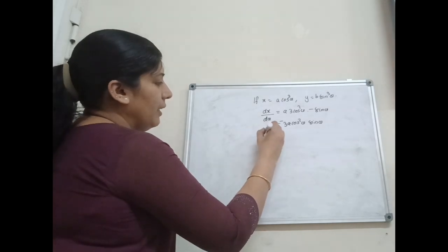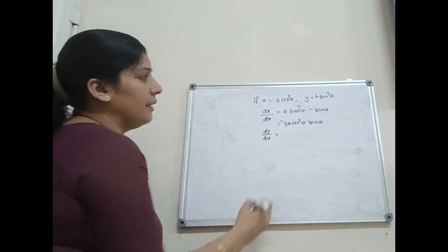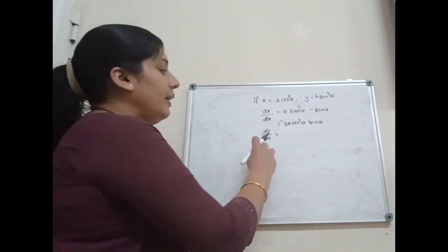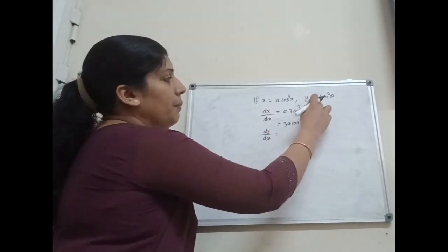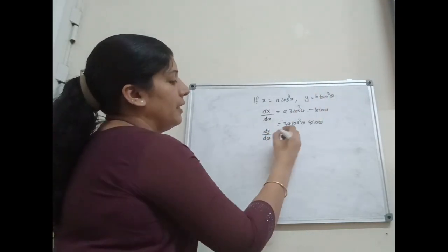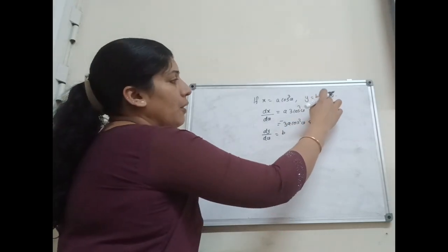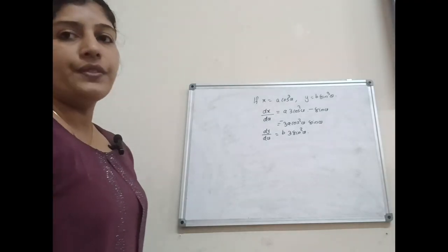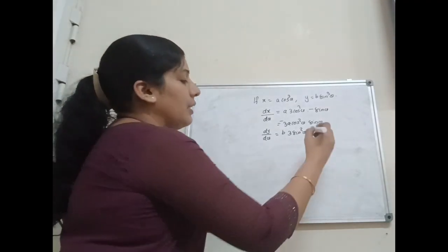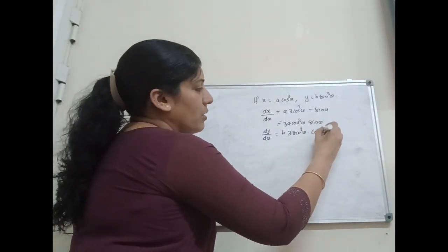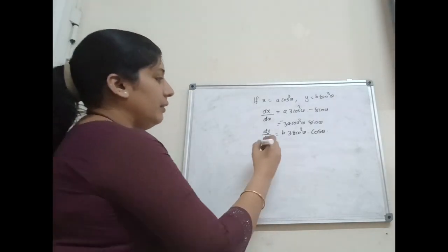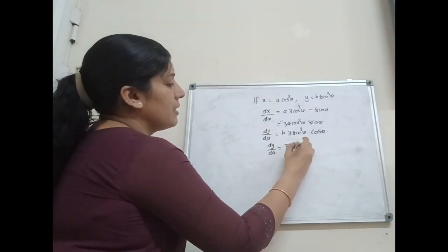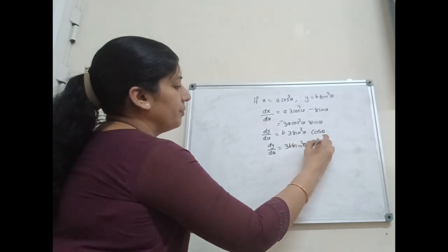Next we can consider dy by d theta. Here y is b sin cube theta. Therefore, dy by d theta is equal to d by d theta of b sin cube theta. That is b into d by d theta of sin cube theta, that is 3 sin square theta into d by d theta of sin theta. Derivative of sin is cos theta. Therefore, dy by d theta is equal to 3b sin square theta cos theta.